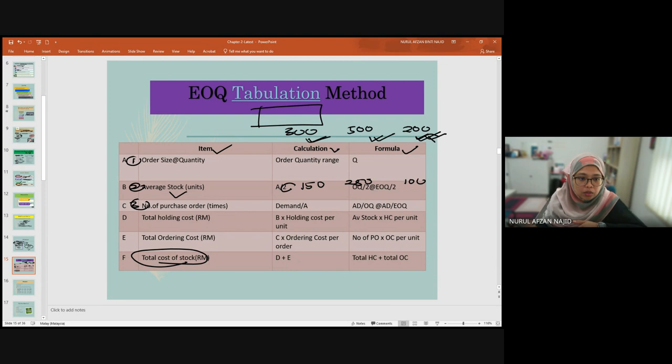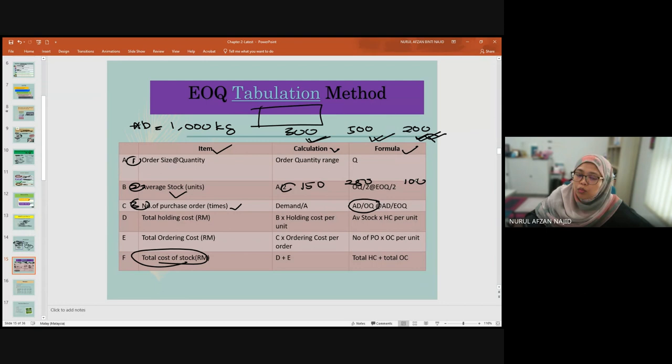Okay. Number of purchase order dalam bentuk time. What is the formula for number of purchase order? So this is the formula. AD bahagikan dengan OQ. AD adalah apa? Annual demand. So, dalam soalan, dia akan bagi tahu. So, this is the annual demand for flour. Katakanlah annual demand dia adalah 1,000 kg. So, dia akan letak 1,000 bahagikan dengan 300. 1,000 bahagikan dengan 500. 1,000 bahagikan dengan 200.